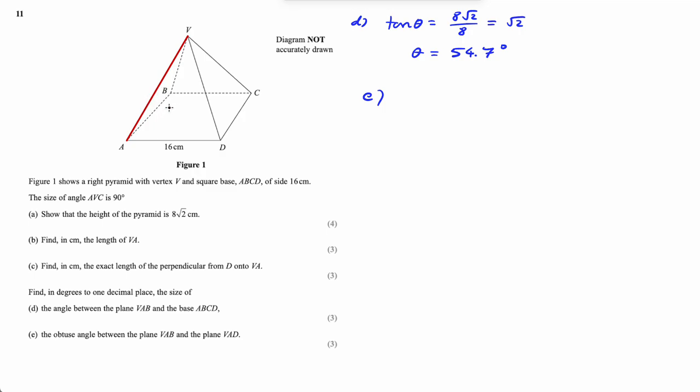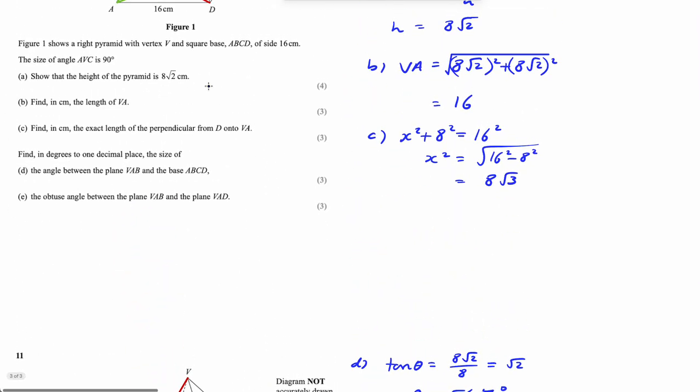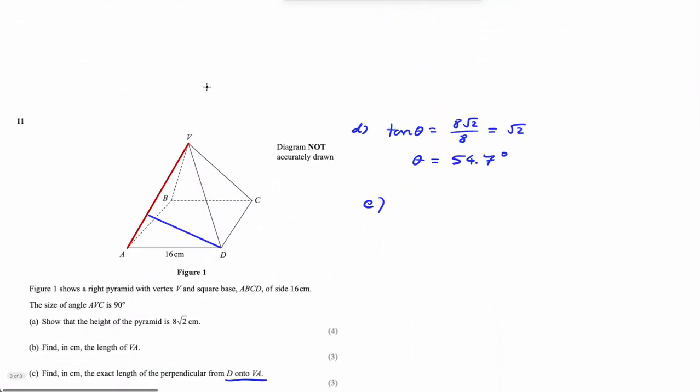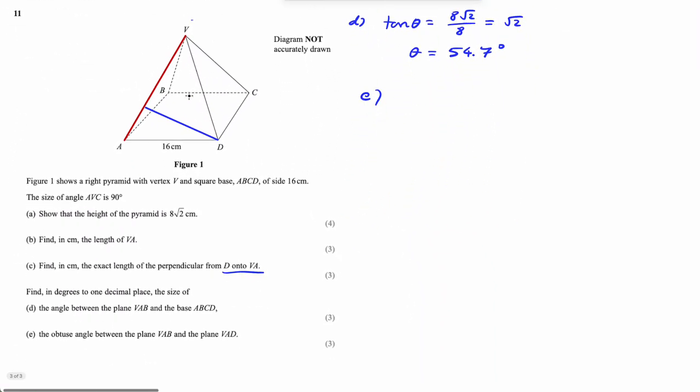Now, importantly, and this is why they've helped you here by getting the perpendicular from D to VA, when you get the angle, you have to get the angle between two lines that meet this line perpendicularly, or at right angles. So we actually have this length here. What length was that? Sorry. D to VA. That was 8√3. So this length is 8√3.